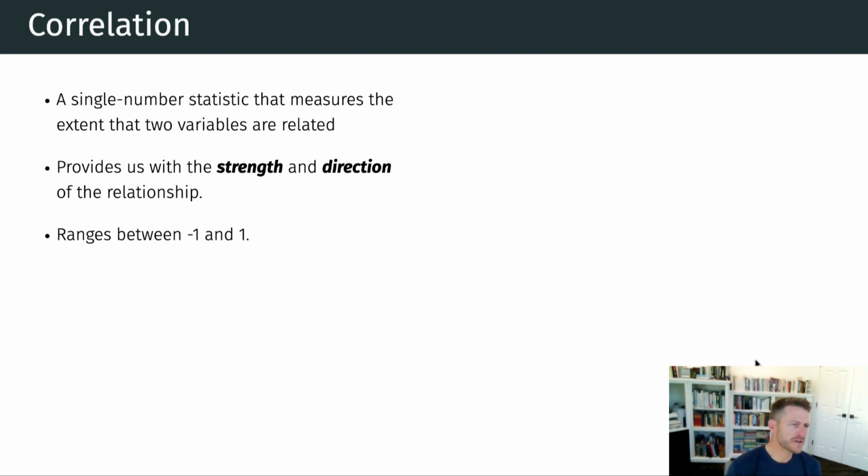All right, so most of us are familiar with the idea of correlation, or we've definitely heard of it most likely. Correlation is a single number statistic that measures the extent that two variables are related to one another. The idea behind it is it really provides us two bits of information: the strength of the relationship and the direction of the relationship, which we'll see here in a little bit.